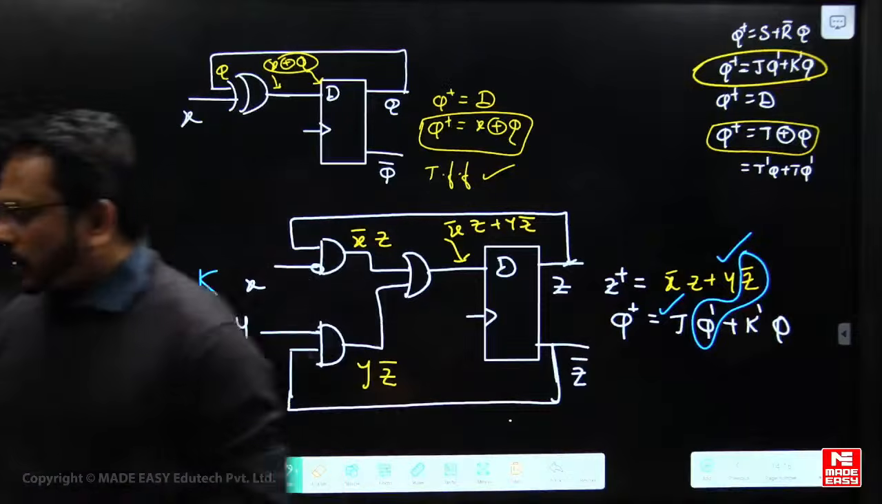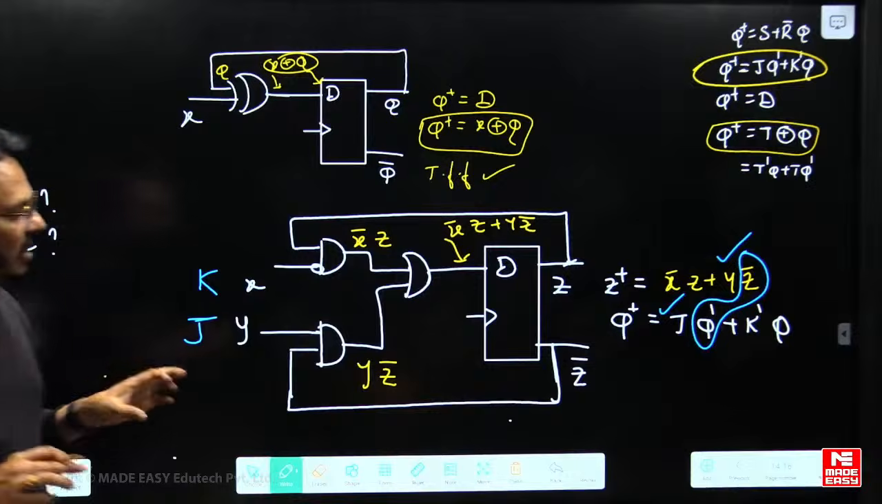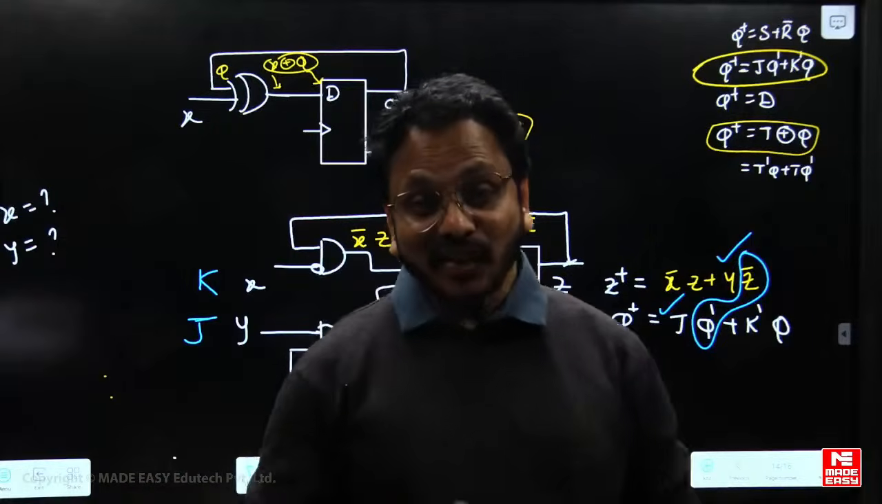Got it, all of you? Many of you got the answer? Yes. Okay, right. Very good. This is about the conversion of flip-flops related to the question. Got it?